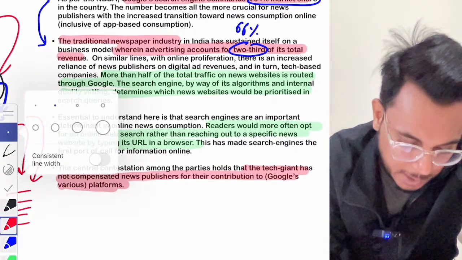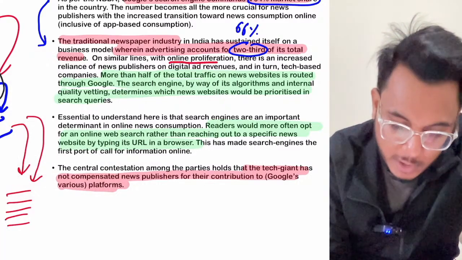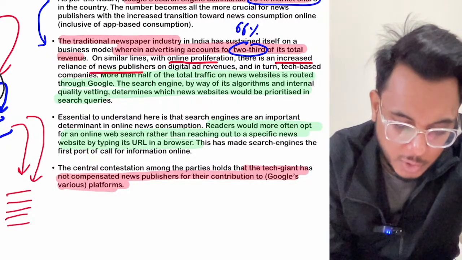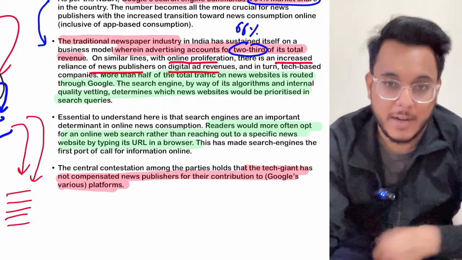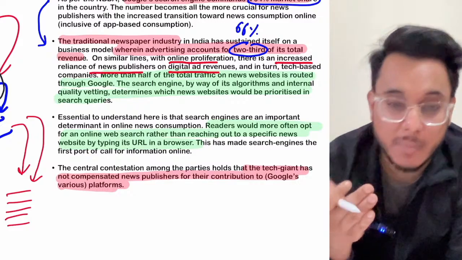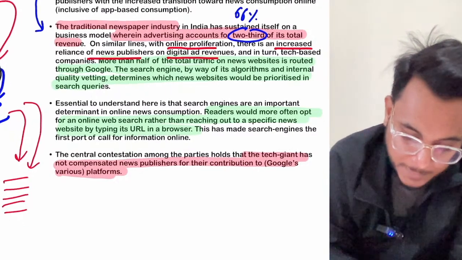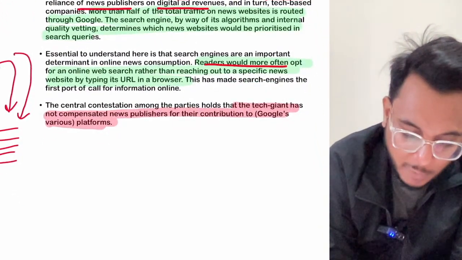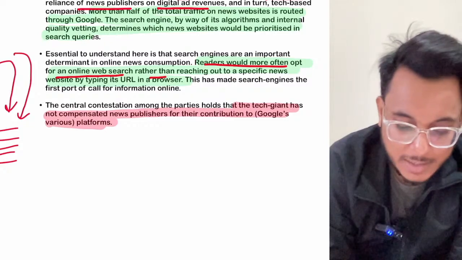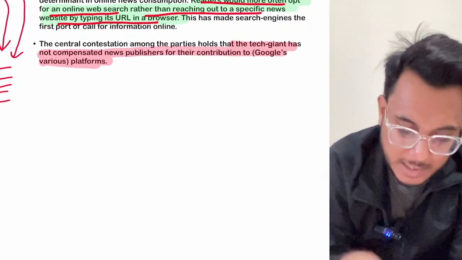Let's read this particular thing also. We have seen that online proliferation is happening, and there is increased reliance of news publishers on digital ad revenues. Publishers need digital ad revenues, but the advertisements are not being placed on the news websites; rather, they are being placed on Google. Readers more often opt for an online web search rather than reaching a specific news website by typing its URL in the browser. What's the problem?